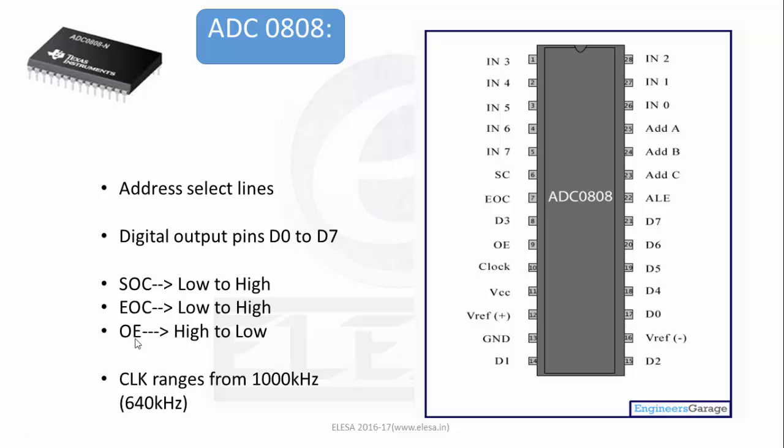The next is the OE, that is output enable. When the conversion is completed, the result is stored in the registers of ADC 0808, and if you want the result on D0 to D7 bits, then you have to give a high to low pulse to the OE pin. Then the clock. The clock ranges up to 1000 kHz. Usually we give a 640 kHz clock. It's also an important parameter because it decides the conversion time of the ADC.